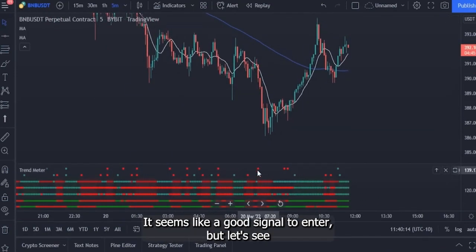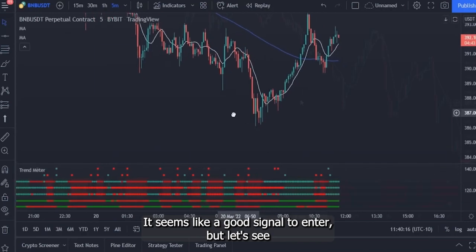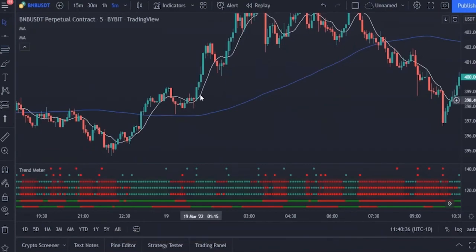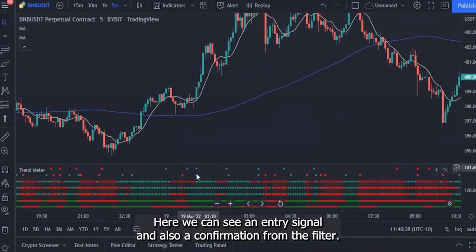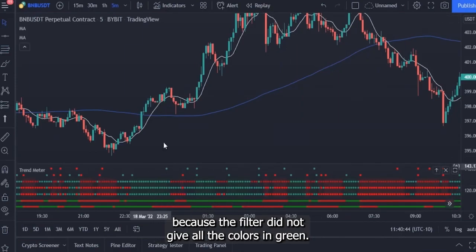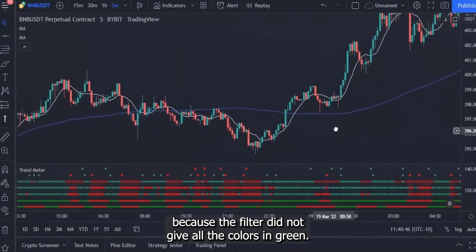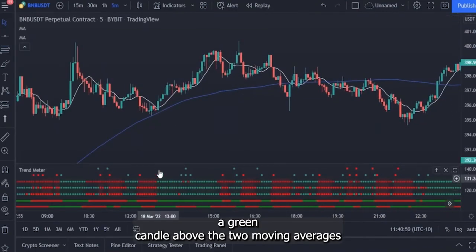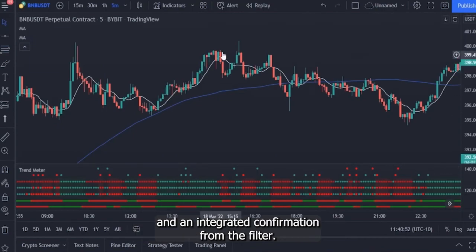Here, too, it seems like a good signal to enter. But let's see what happens above the moving average 100. Here we can see an entry signal and also a confirmation from the filter. But here, we note that the signal is not successful because the filter did not give all the colors in green. Here is a green candle above the two moving averages and an integrated confirmation from the filter.